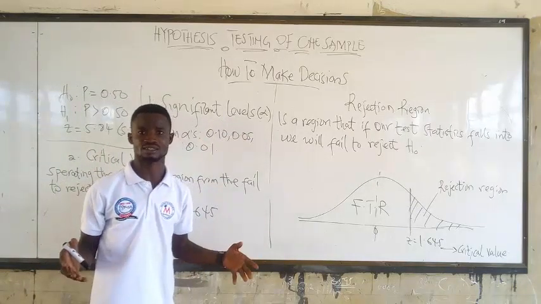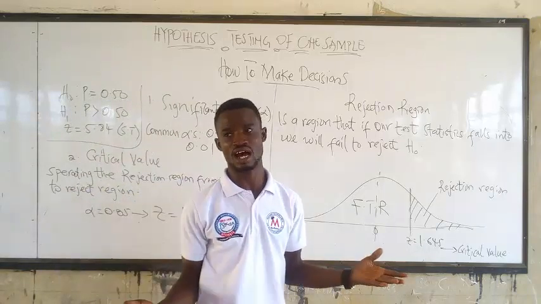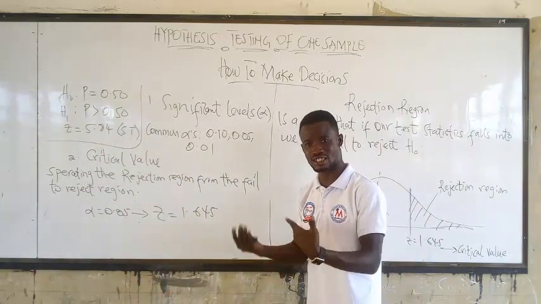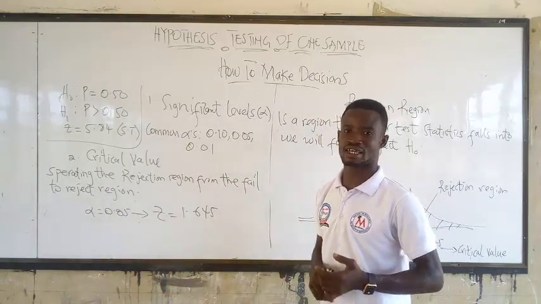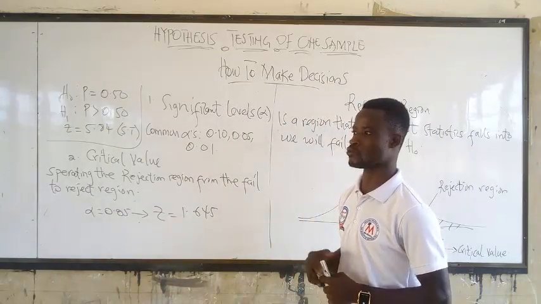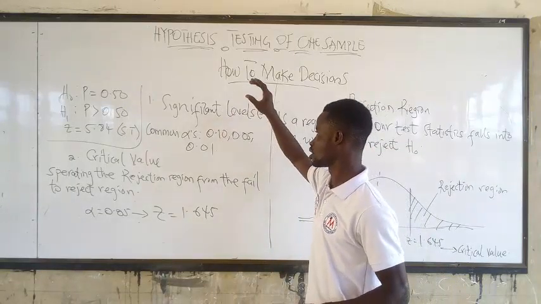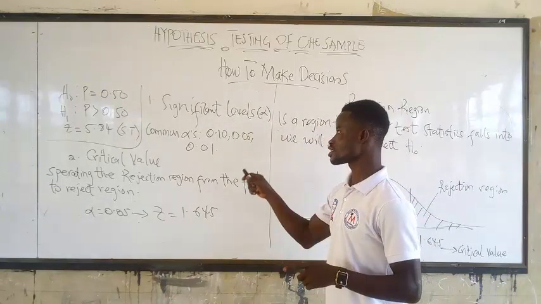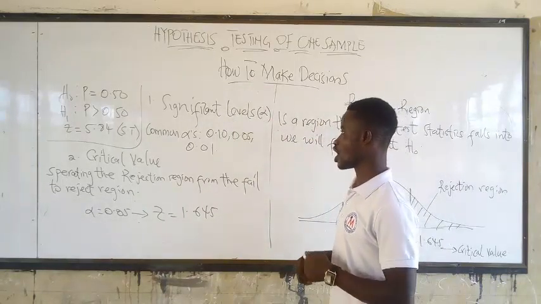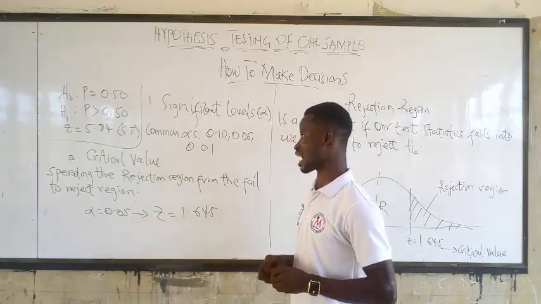That's not the only ones, but normally what most persons use is these three: the 90%, 99%, and 95%. Alright, so we have the alphas to be 0.10, 0.05, 0.01. Alright, so this is the significance level. Then let's go to the critical value.